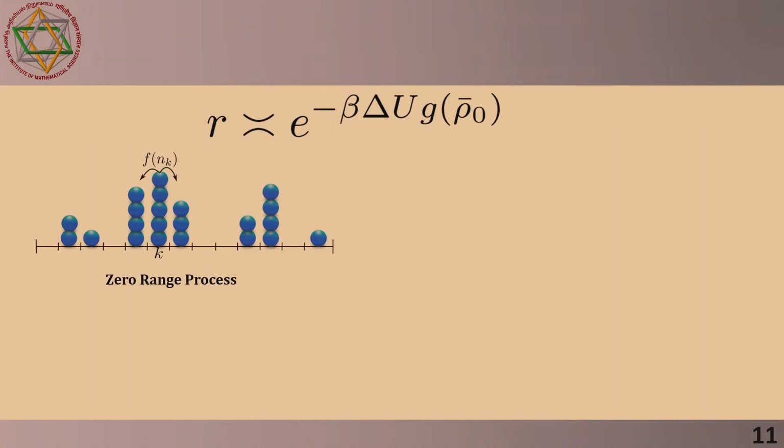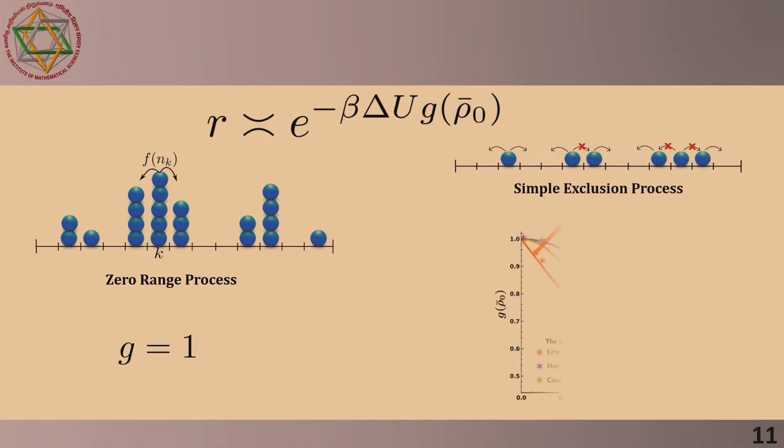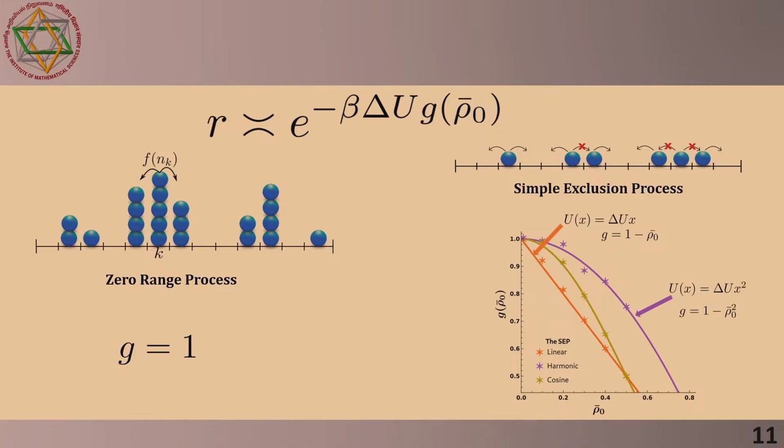Okay, so let me reiterate the result again. For zero range process, what we got is g is equal to 1, and for simple exclusion process, we have different forms of g for different kinds of potential that we took. For example, for linear potential, the g is given by this formula. However, for harmonic potential, it is given by this formula. So we see that this function g depends on the form of potential landscape we choose, and therefore we already have a hunch that this g can give some information about the unknown landscape if we choose some unknown landscape.